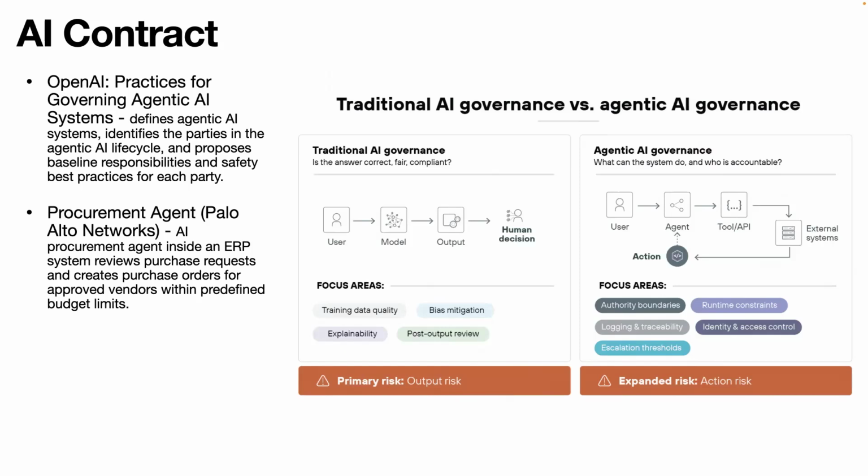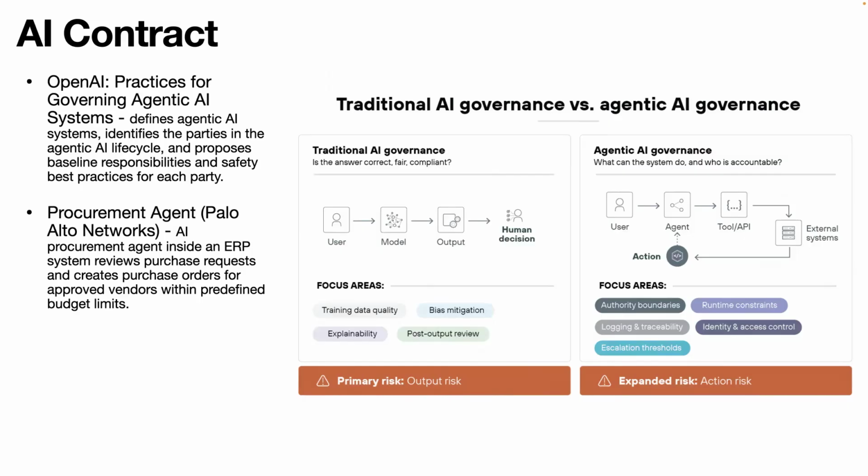Next is AI contracts. So this is new for me. I never heard about that. So I did some searching, and this is about companies, LLM providers and these AI labs, establishing some kind of frameworks and guidelines for their partners and clients.